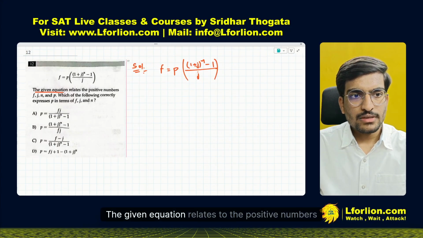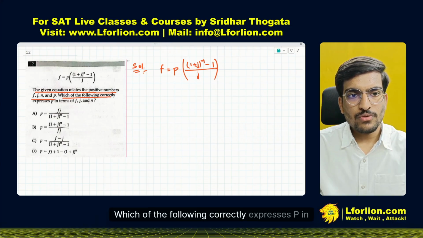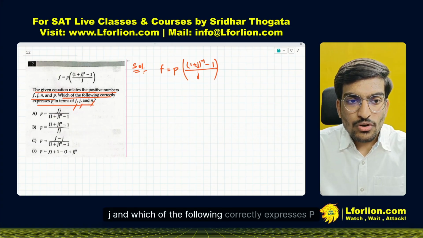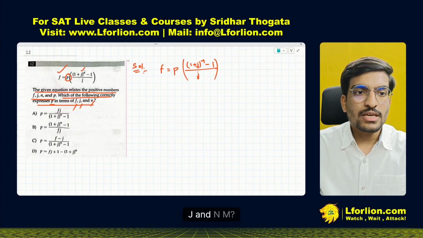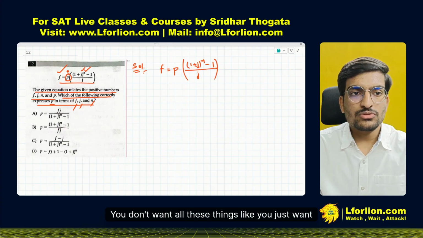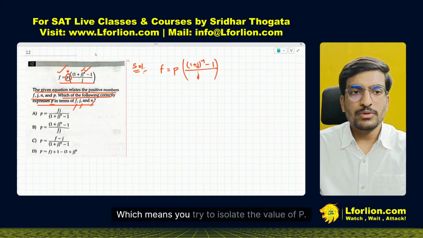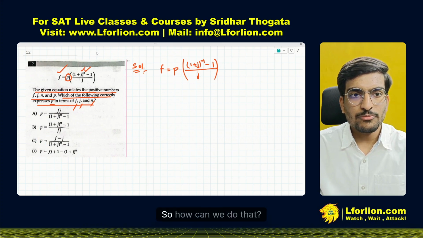The given equation relates the positive numbers f, j and p. Which of the following correctly expresses p in terms of f, j and n? So you want p, you don't want all these other things, you just want p. You have to eliminate all these things so that you get the value of p, which means you try to isolate the value of p. They're asking us to find the value of p. So how can we do that?